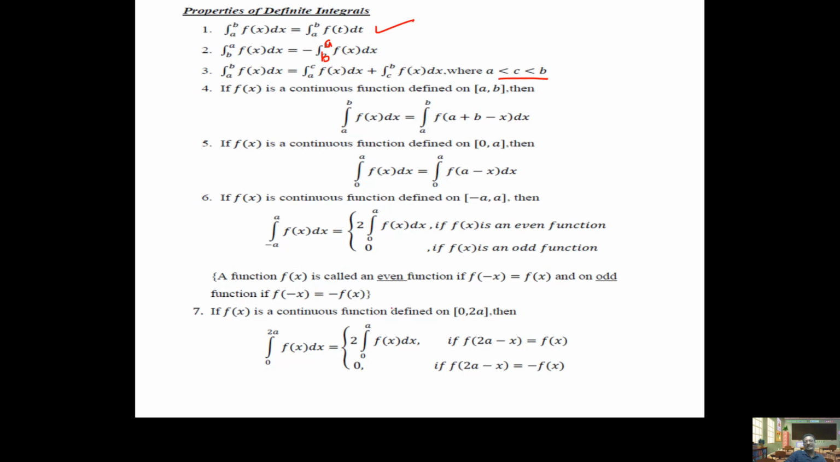A function is called an even function if f of minus x is equal to f of x. If f of minus x is equal to minus f of x, then we will call it what? Odd function. If f of x is a continuous function defined on closed interval [0, 2a], then integral 0 to 2a f of x dx is equal to 2 into integral 0 to a f of x dx if f of 2a minus x is equal to f of x, and equal to 0 if f of 2a minus x is equal to minus f of x.